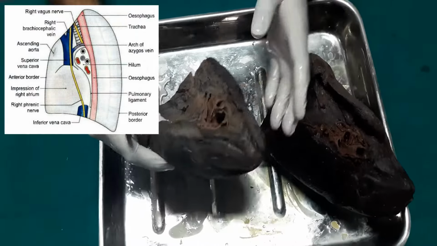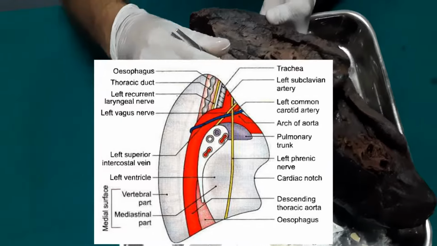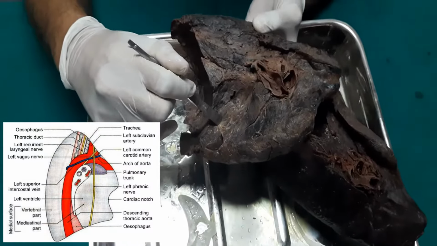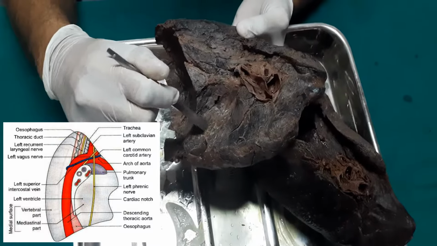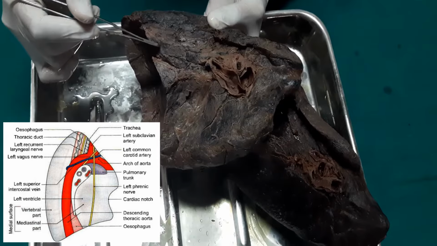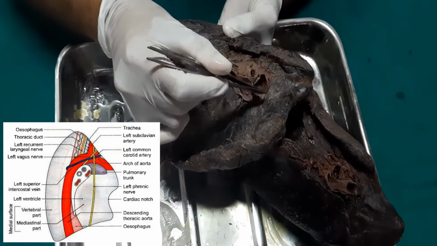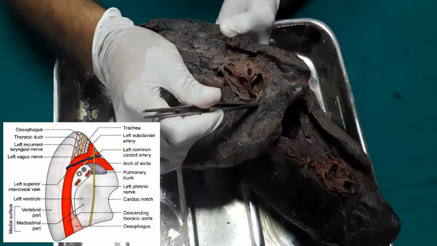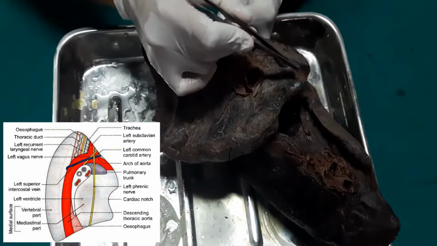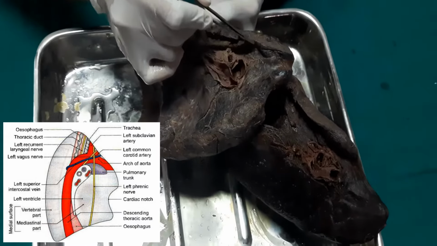Now coming to the impressions of the left lung, again similar impressions. You can see the cardiac impression, which is related with the left ventricle. You can see the impression for the descending thoracic aorta and the arch of aorta, and just below it there is the pulmonary trunk and the branches of the pulmonary trunk. Again you can see some impression of the trachea, and posterior to it the esophagus.